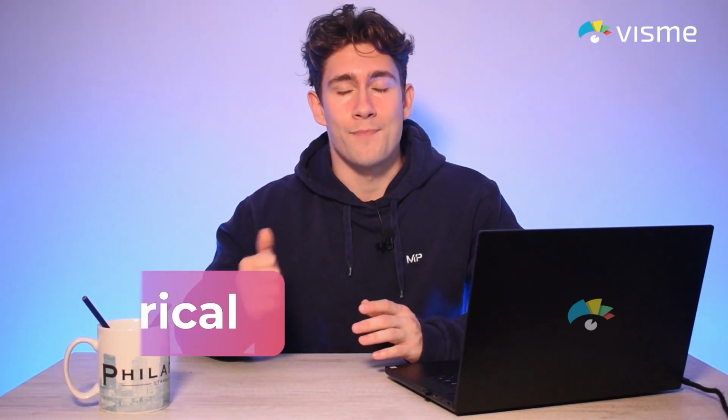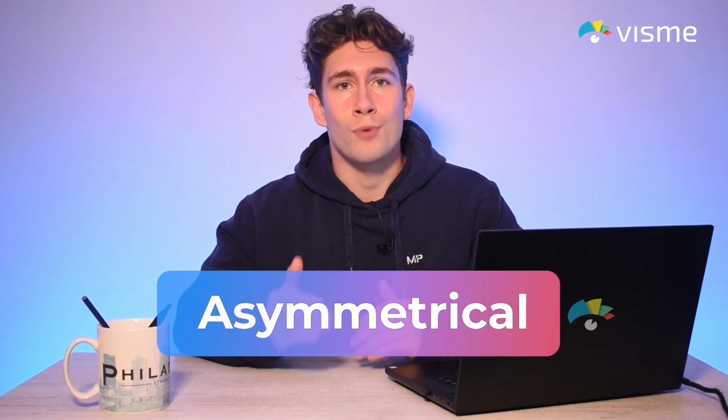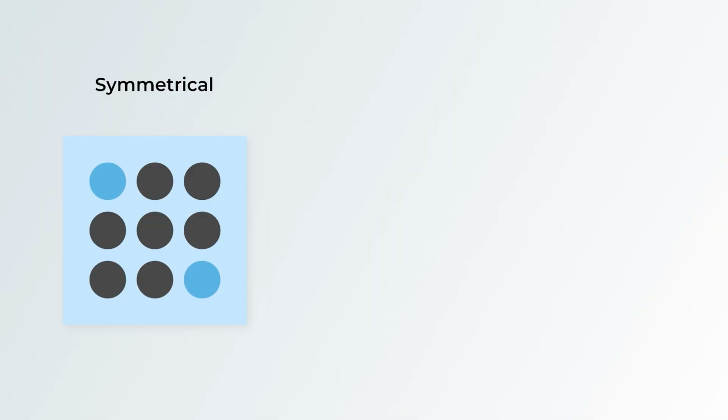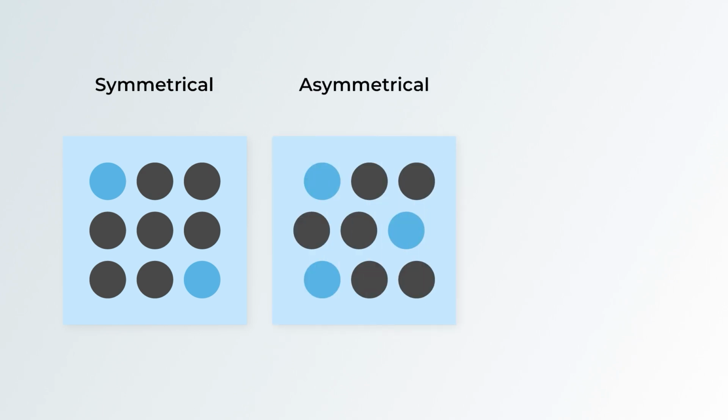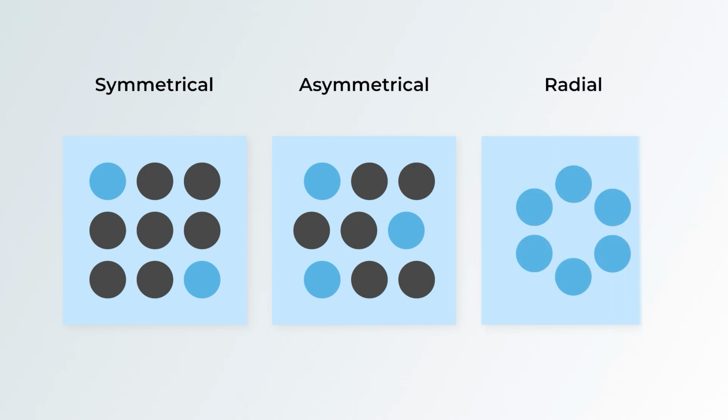Let's take a quick look at the three types of visual balance: symmetrical, asymmetrical, and radial. In symmetrical balance, the overall visual weight of the elements on one side of the design is similar to that on the other side. In asymmetrical balance, the two sides have different visual weights, but are laid out in a way that still makes the design look balanced. In radial balance, the elements are arranged around a central point and may or may not have similar weights.